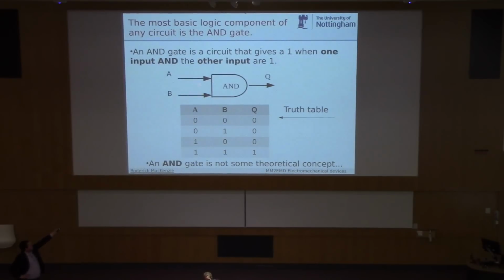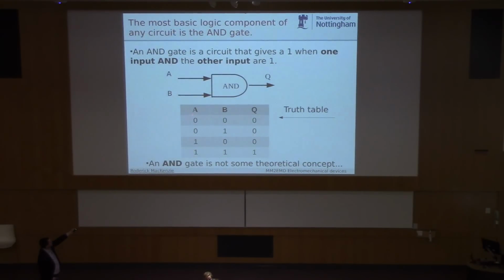So this is an AND gate. An AND gate looks a bit like a square. There's a square with a round end, and this is called an AND gate. If you look in American textbooks, or maybe old British textbooks, you might see a slightly different symbol, but this is the modern symbol for an AND gate. It's got two inputs, input A and input B, and this output Q.